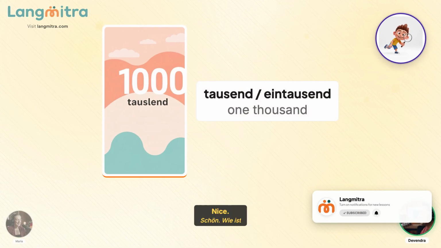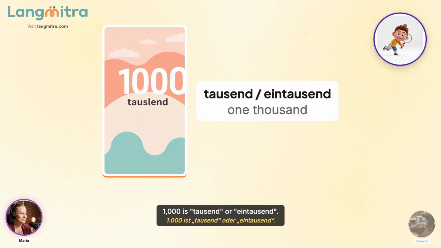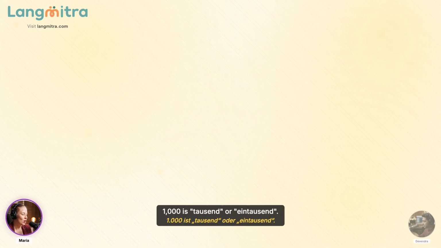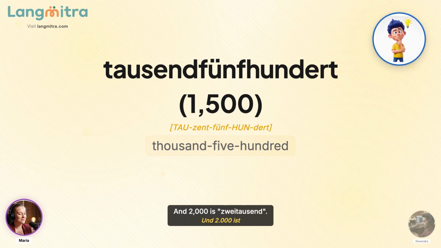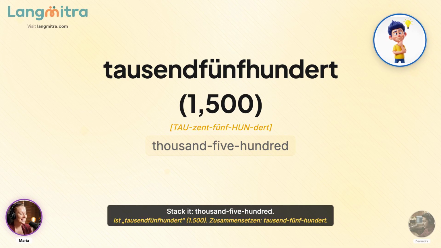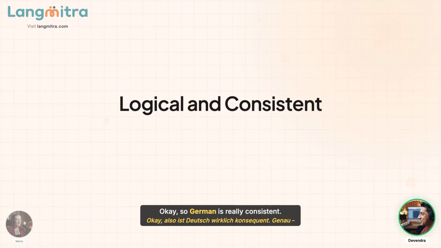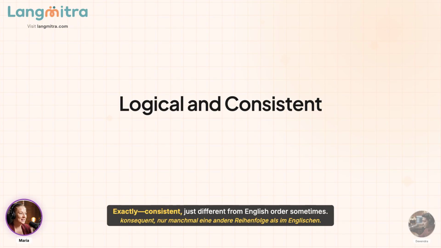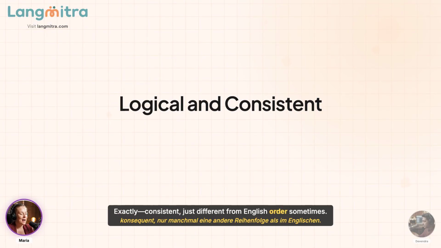Exactly. And again, you get that unit before tens inside the last two digits. 41, einundvierzig. Nice. How about 1,000? 1,000 is tausend, or eintausend, and 2,000 is zweitausend. What about 1,500? That's eintausendfünfhundert. Stack it. Okay, so German is really consistent. Exactly. Consistent, just different from English order sometimes.